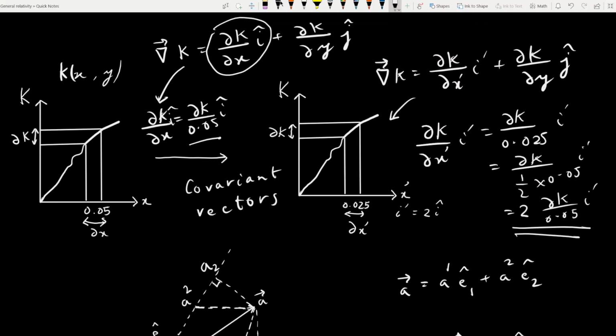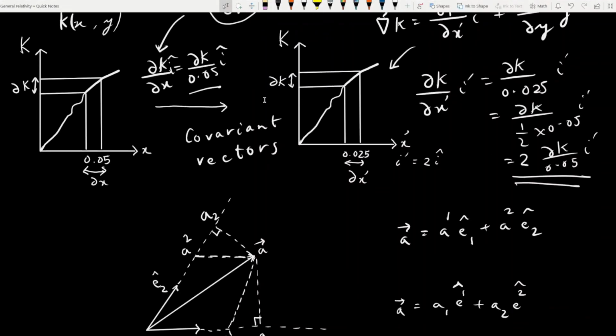Why covariant? Because it is doing the same thing as the transformation. Okay, now let's move on to the projection part.